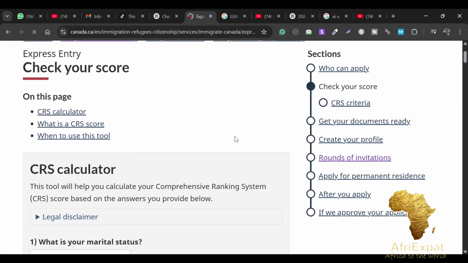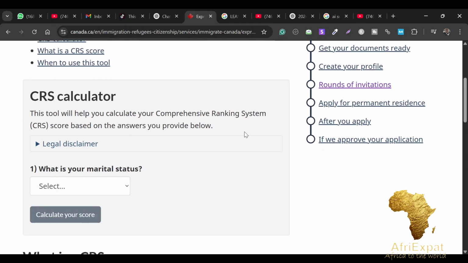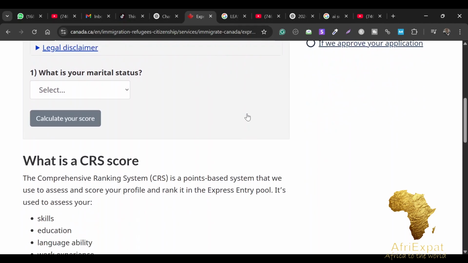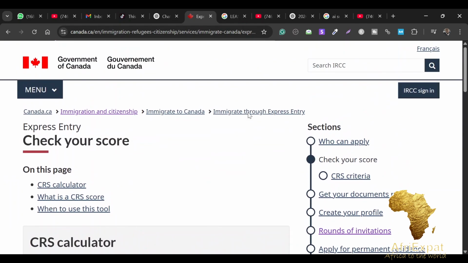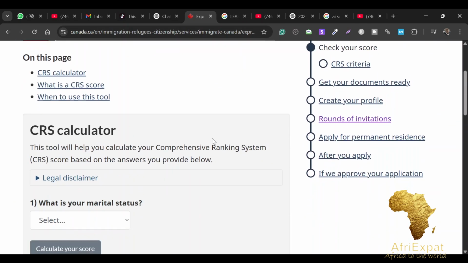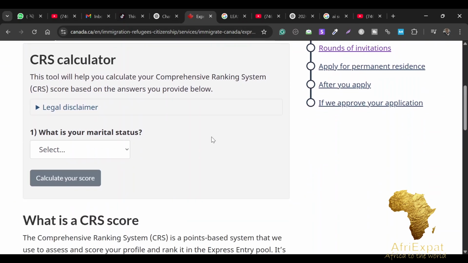Okay, so the page loads up. So this is what is on the page, as you can see. The page will ask you a series of questions which you have to input or answer. And then after that, you'll be able to click on this button, which is calculate your score.